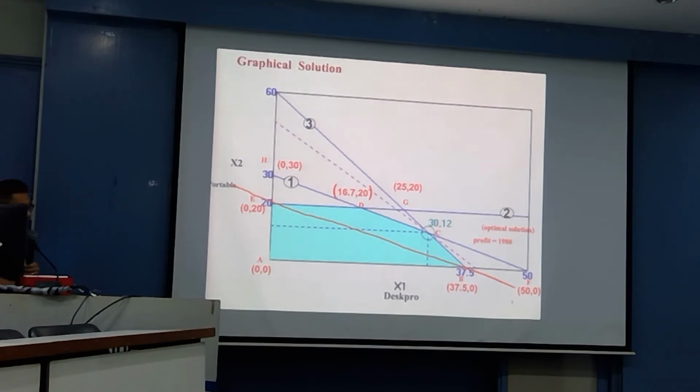Okay. My question is point B or point E? Which point provides the lower limit for constraint 1? B or E? Right. B or E? B, right? It's not E.